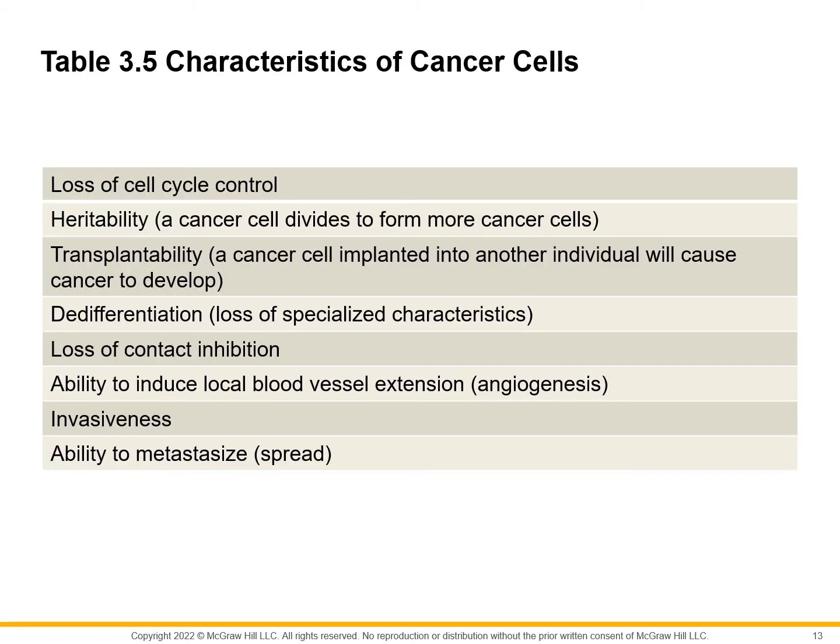But this little list of the characteristics of cancer cells, you'll see that most of it is kind of the same thing. Invasiveness, ability to metastasize, it spreads, which means it's invasive. It's lost its contact inhibition, which means it's just going to keep making copies of itself. It all boils down to loss of control of the cell cycle.